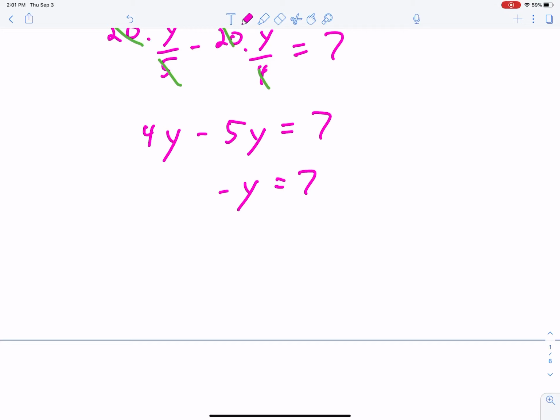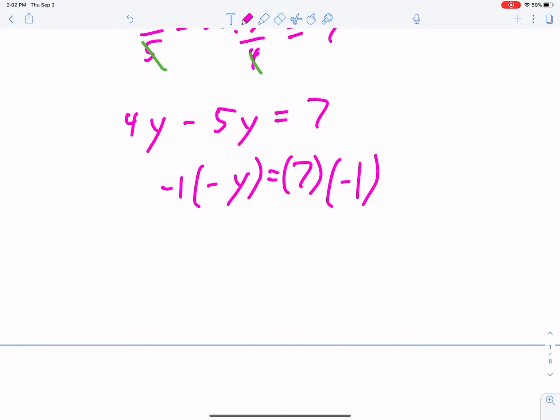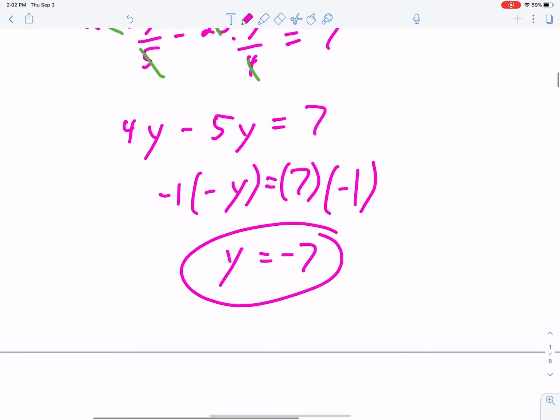Now we want the y completely by itself, so we can either multiply by negative 1 on both sides or divide by negative 1 on both sides. It doesn't matter, it'll still work. So just for fun, let's multiply by negative 1 on both sides. Notice how I use the parentheses here for that negative 1, because if I don't do that, then it looks like 7 minus 1, which is not what we're doing. We're multiplying by negative 1. All right, so let's see. Negative times a negative is a positive, and negative 1 times 7 is negative 7.